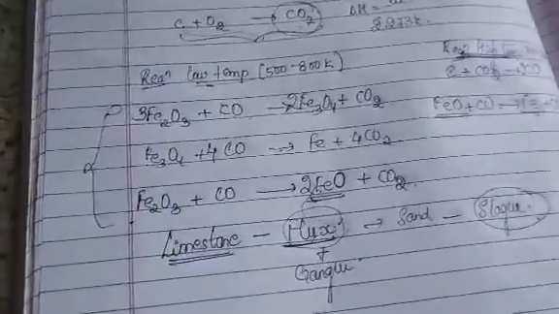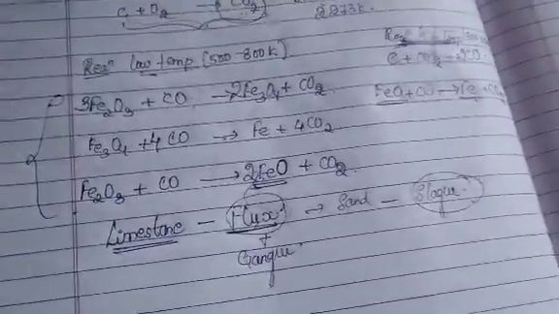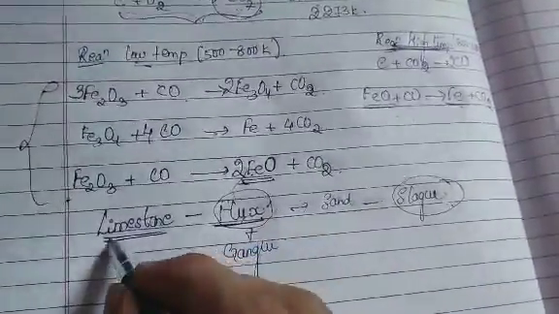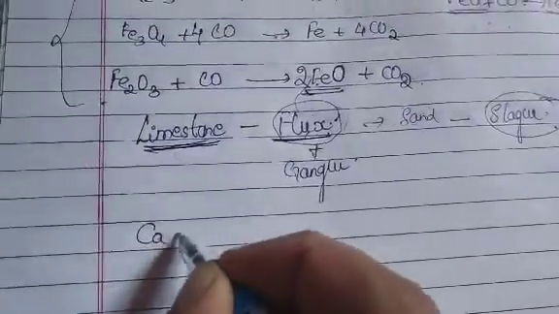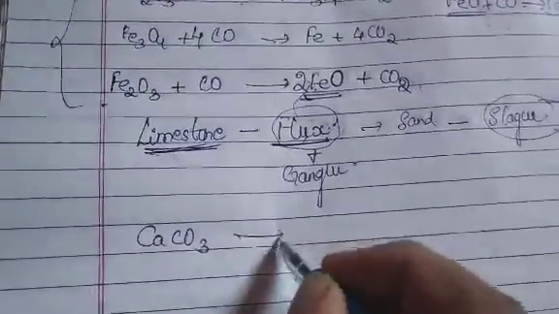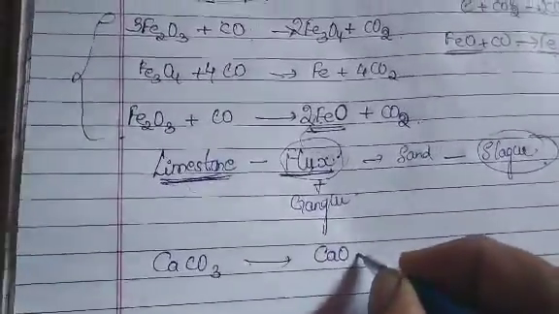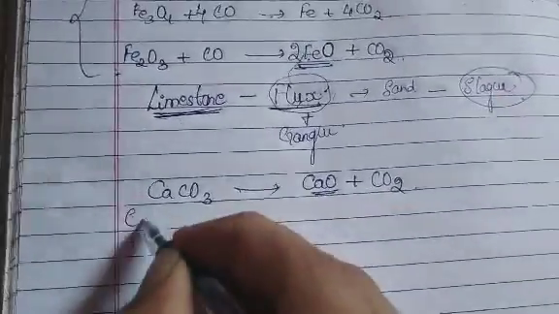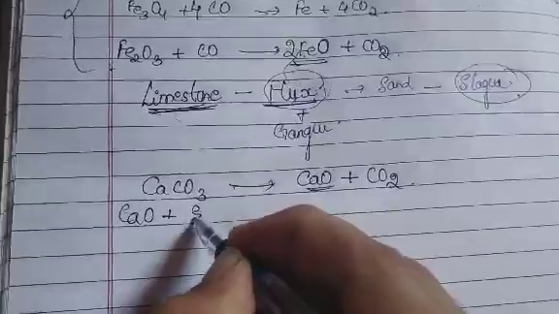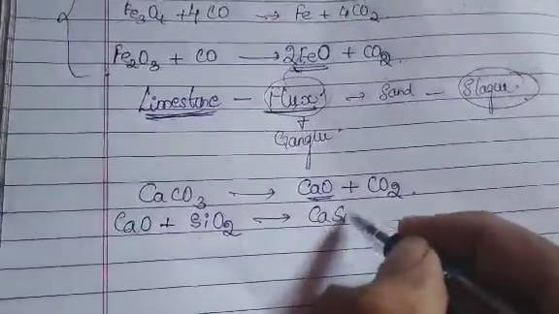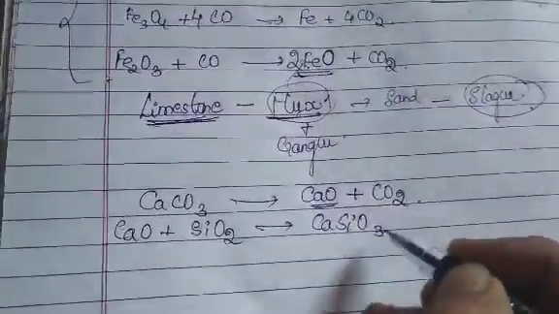In each and every extraction of metals, we use a different flux. But in this particular extraction of iron from iron oxide, we are using limestone as a flux. Let us see how it works. Of course, we know that limestone is calcium carbonate. First, on strong heating, it gives calcium oxide plus carbon dioxide. This calcium oxide, what does it do? It combines with the sand particles, that is, the silicates, SiO2, to give calcium silicate, CaSiO3.